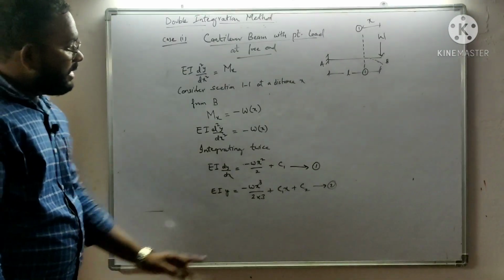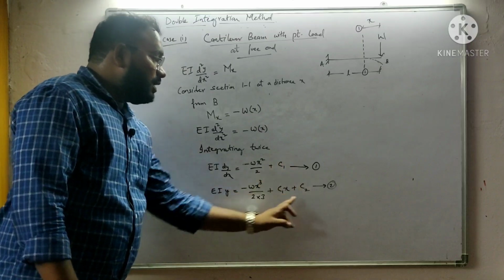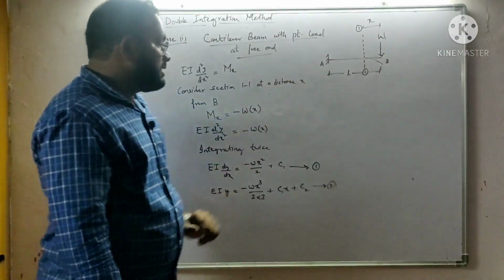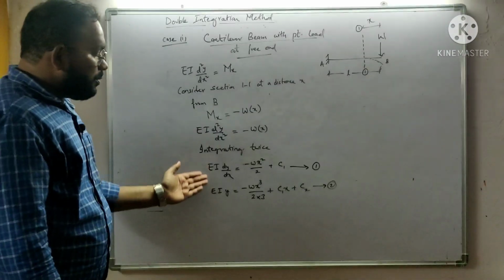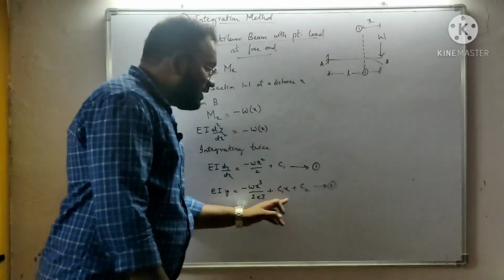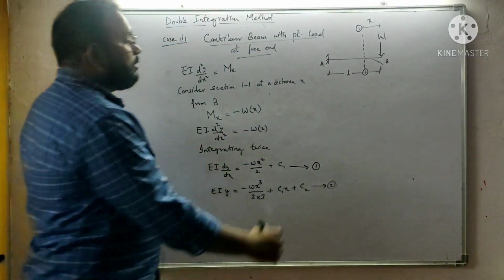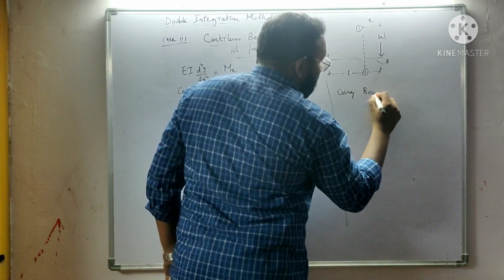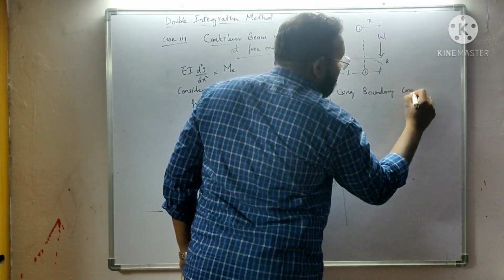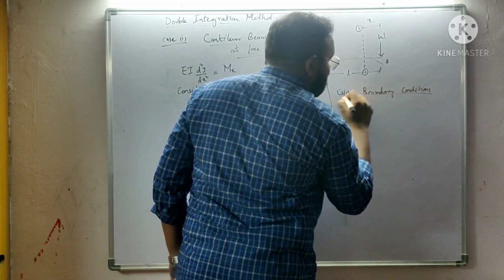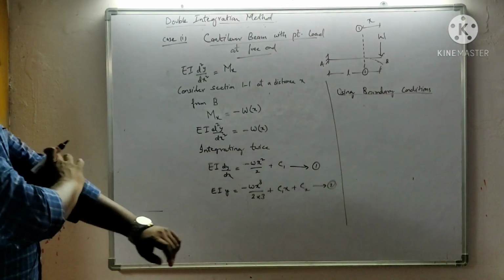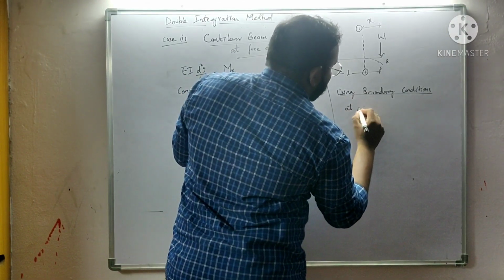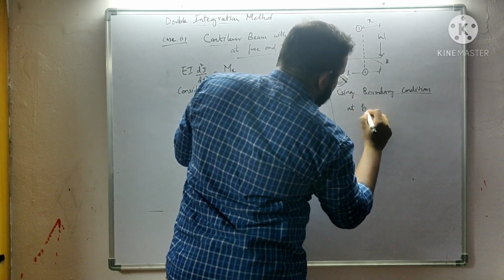Now using these equations, you can calculate the deflection and slope at any point when you have the values of C1 and C2 here. So C1 and C2 are to be calculated by using boundary conditions. Remember the case of cantilever beam, how the deflected profile will be. You'll have zero deflection at the fixed end and maximum deflection will be there at the free end.